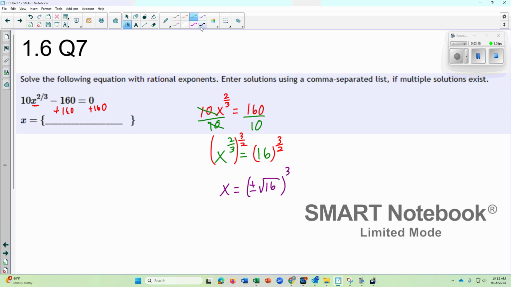Okay. And so then the square root of 16 is 4, so positive and negative 4. And then if you raise that to the power of 3, 4 times 4 times 4 is going to be 64. And if you do negative 4 times negative 4 times negative 4, that's going to be negative 64. So the answer is positive 64 or negative 64.